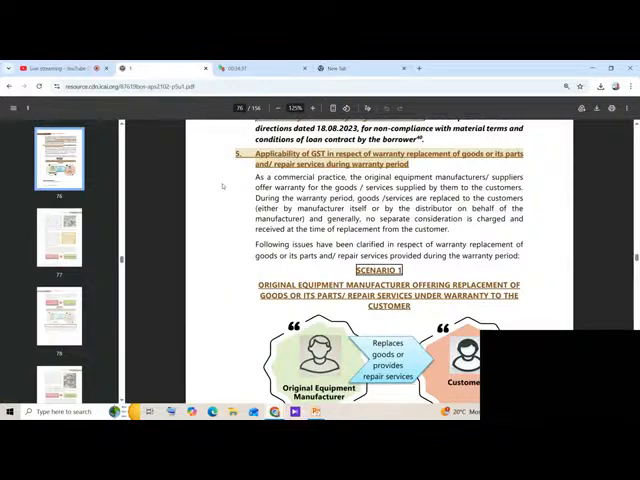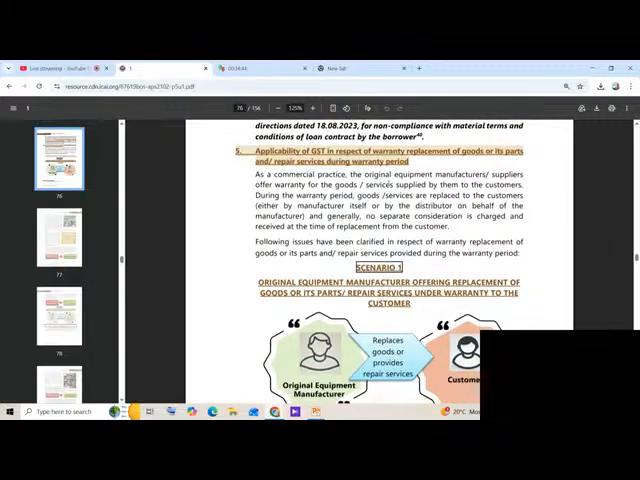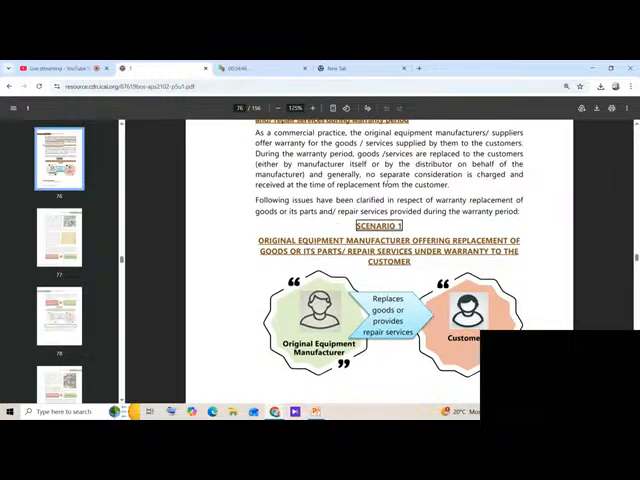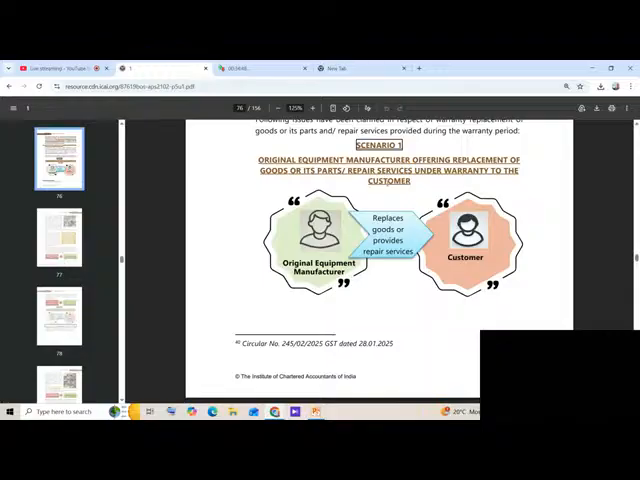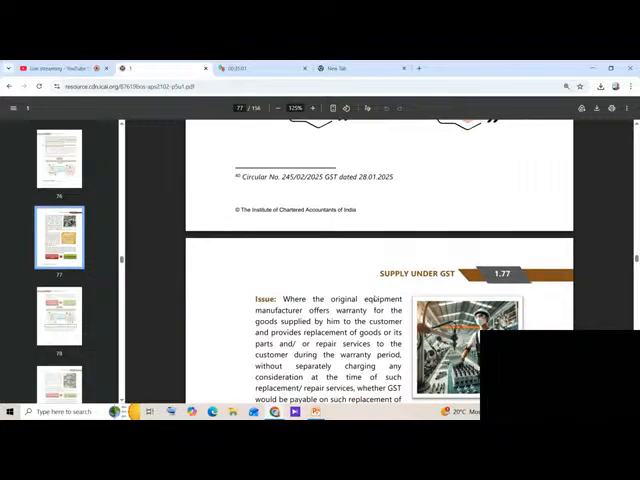Now, the following issues have been clarified in respect of warranty replacement of goods or its parts and repair services provided during the warranty period. Scenario 1: original equipment manufacturer offering replacement of goods or its parts, repair services under warranty to the customer. So the OEM replaces goods or provides repair services to the customer.